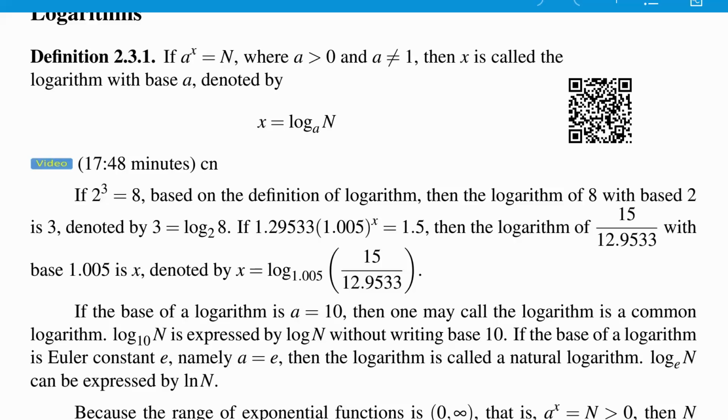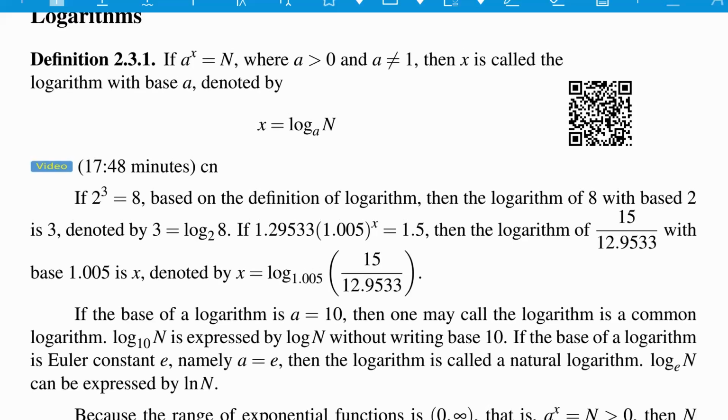In this video clip, we are going to talk about logarithm functions. How are logarithm functions defined? If a to the x is n, then x can be expressed as log base a of n. This expression will be called a logarithm.